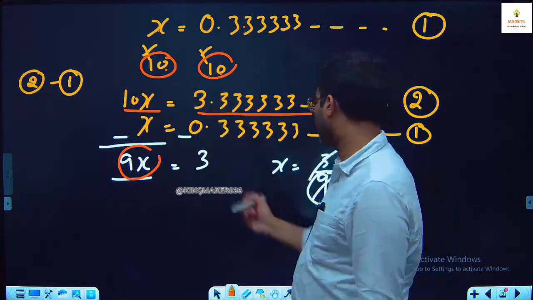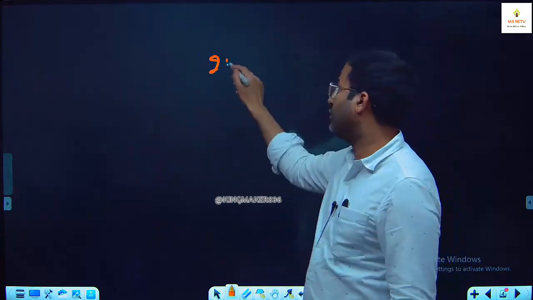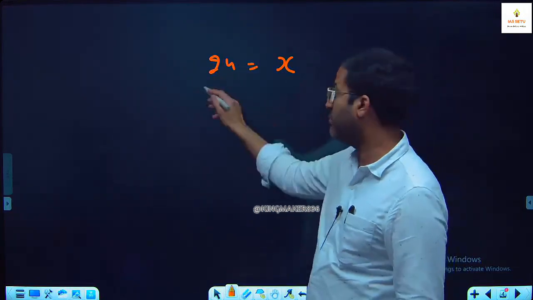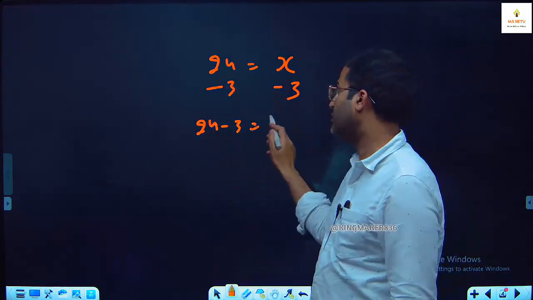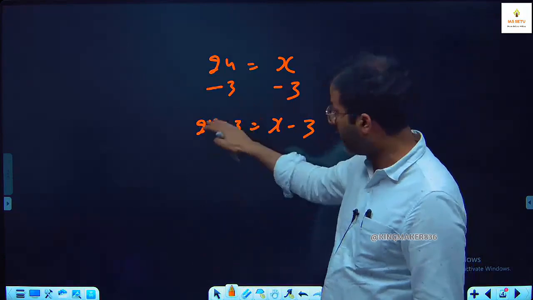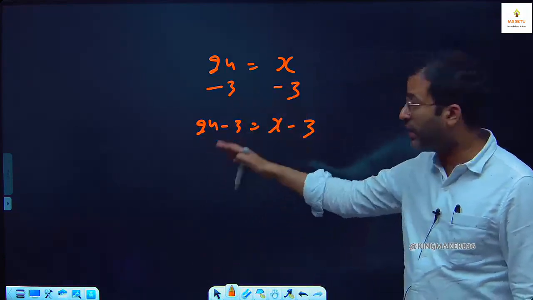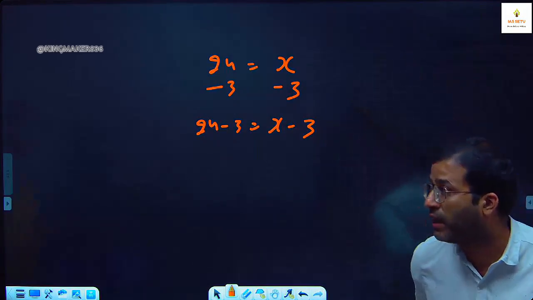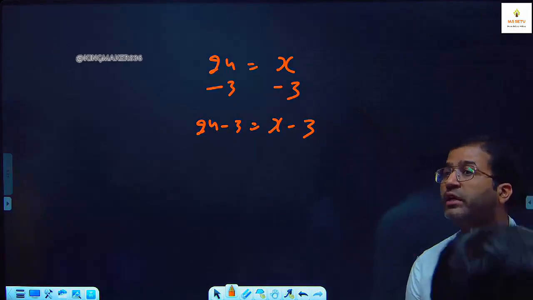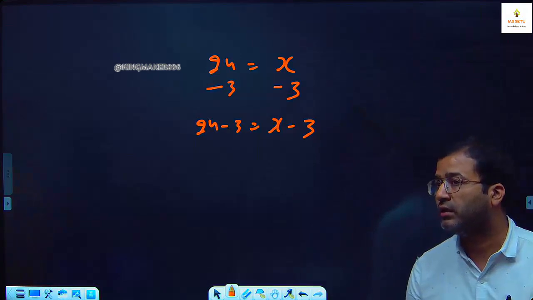हाँ, अगर मान लो ये हो गया 24 इजकल टू x, अगर मैं यहाँ -3 कर रहा हूँ तो यहाँ भी -3 करना पड़ेगा, फिर 24 -3 इजकल टू x माइनस 3. अगर ऐड कर रहा हूँ तो ऐड करना पड़ेगा, मल्टीप्लाई कर रहा हूँ तो मल्टीप्लाई करना पड़ेगा, सेम ऑपरेशन. हाँ वो एक बार देख लो कुछ है कि नहीं है, ठीक है.